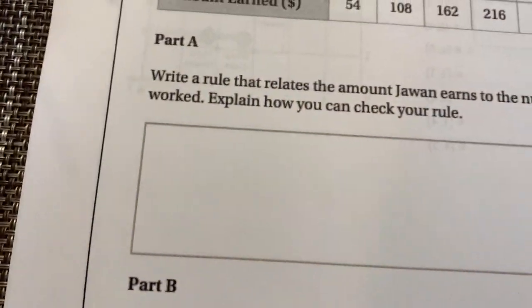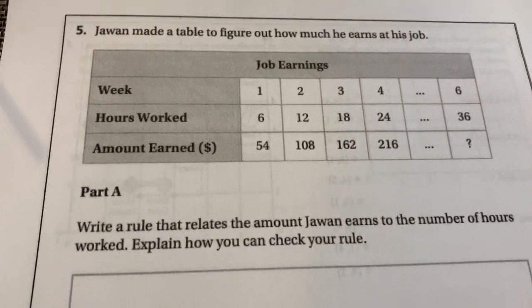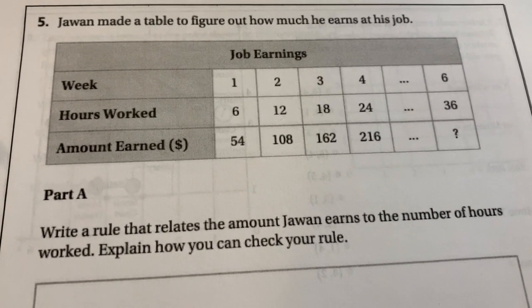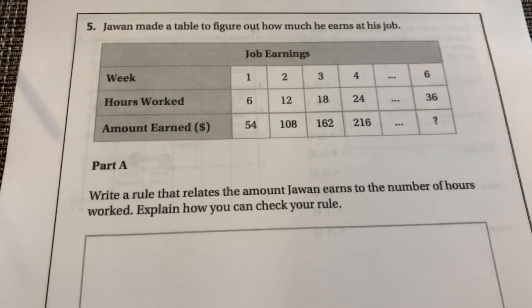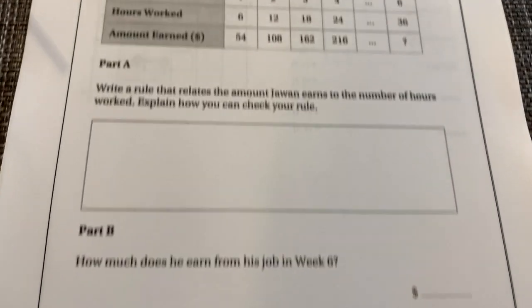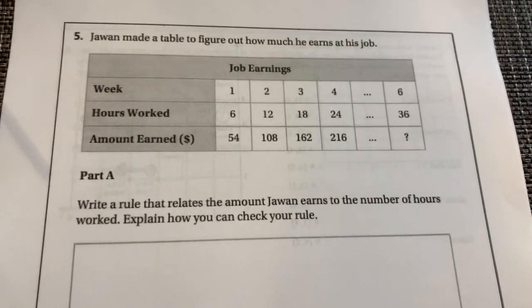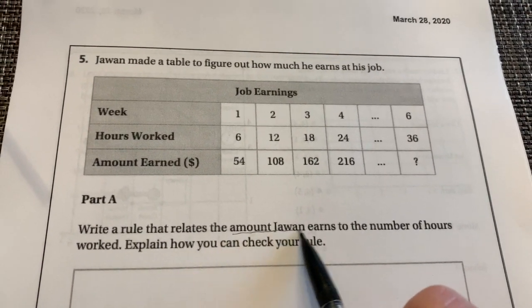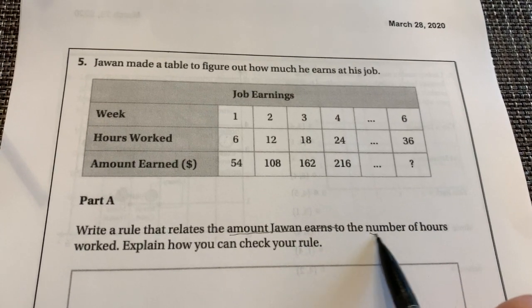Let's go to number 5. Sorry. Jawan made a table to figure out how much he earns at his job. So now we're going to do a similar question, but this time instead of it being a multiple choice, we're going to do the work ourselves. So first we're going to write a rule that relates the amount that he earns to the number of hours.